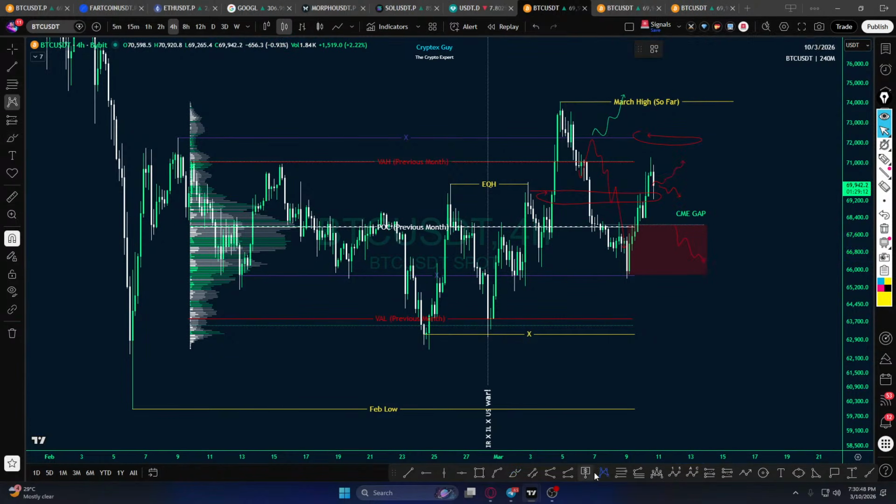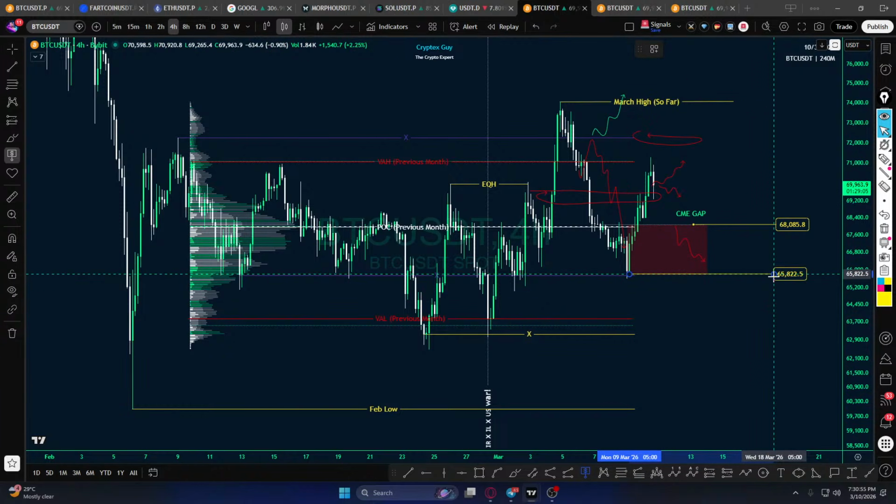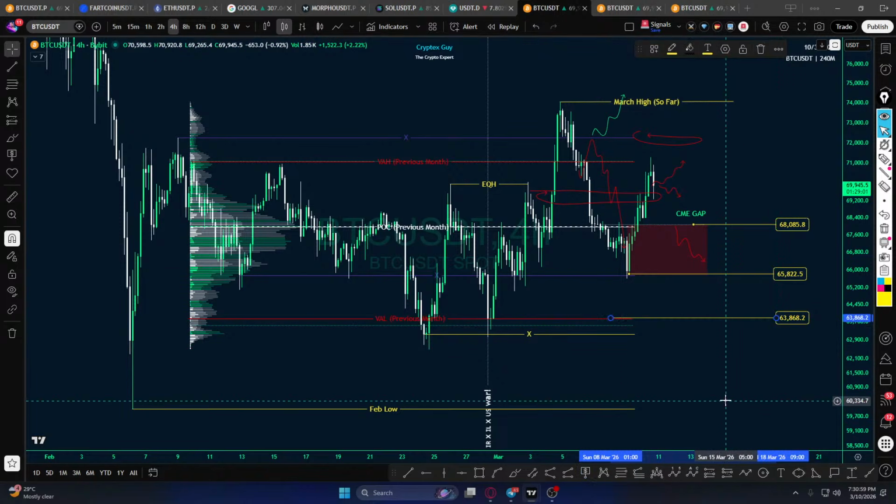Some zones that we have on chart are POC at $68,000. Then we have this liquidity zone at $65,800, and then we have a big zone at VAL around $63,800.